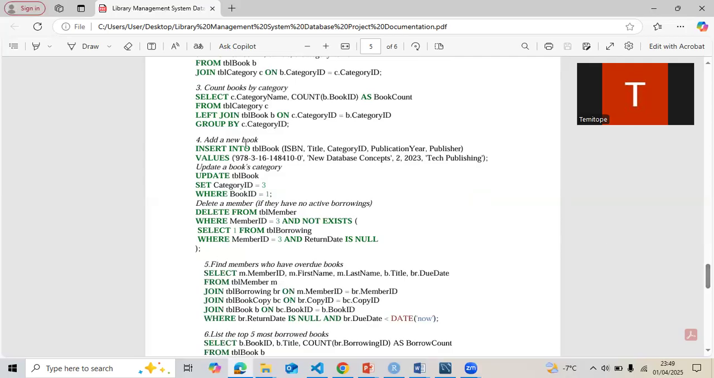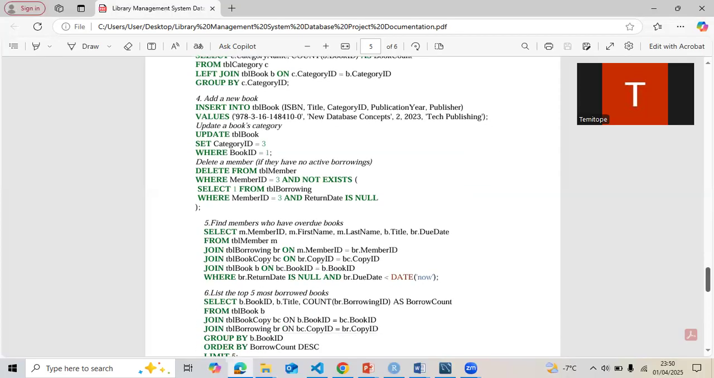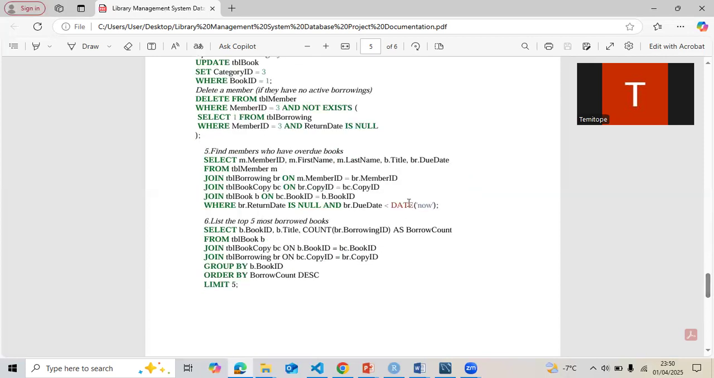Add a new book. If you are trying to add a new book, this one is a different syntax entirely. Maybe we just got some books into the library that we are going to put into this data system. These are the syntax that we use: insert into, then we do all this, then we'll be able to insert another book, a fresh book, into the database.